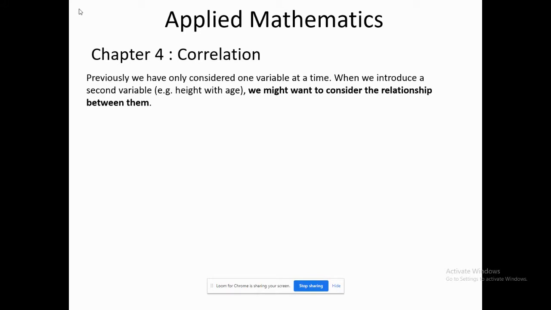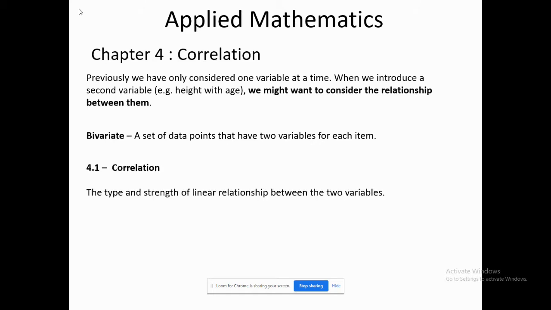So, for example, if you were testing a group of people, you might take their height and their age. Okay, so two variables attached to each person. We might want to consider the relationship between these variables. When there's two variables attached to each data point, we call this bivariate data.